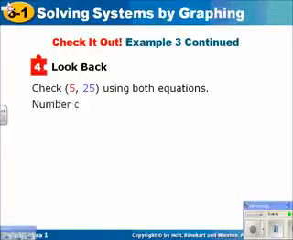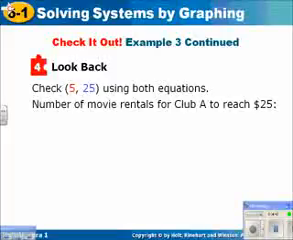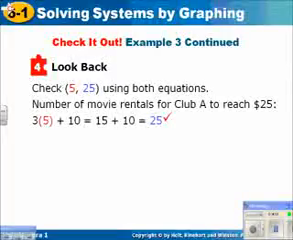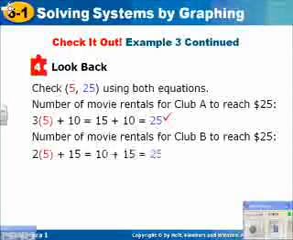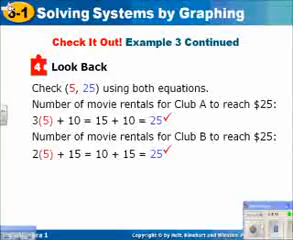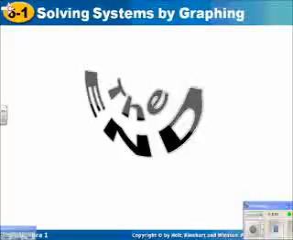So check (5, 25) using both equations. So for the number of movie rentals for Club A to reach $25, you would have to do 3 times 5 plus 10, which is 15 plus 10, which is $25. The number of movie rentals for Club B to reach $25 is 2 times 5 plus 15, or 10 plus 15 is 25. So you know you've got it.